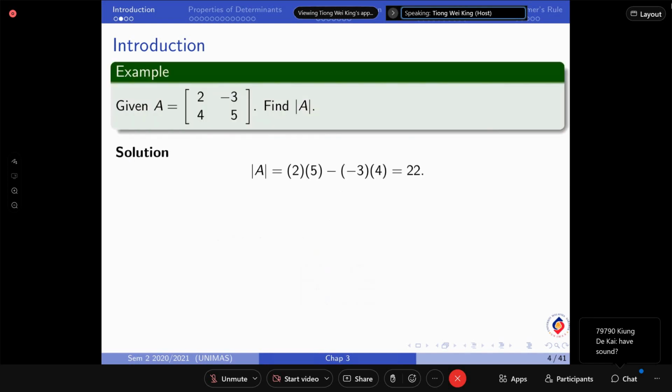An example is this. Given A is this matrix, find the determinant. You just take 2 multiplied by 5, and then minus negative 3 multiplied by 4. So the final value is 22. So that's for 2 by 2 matrices.